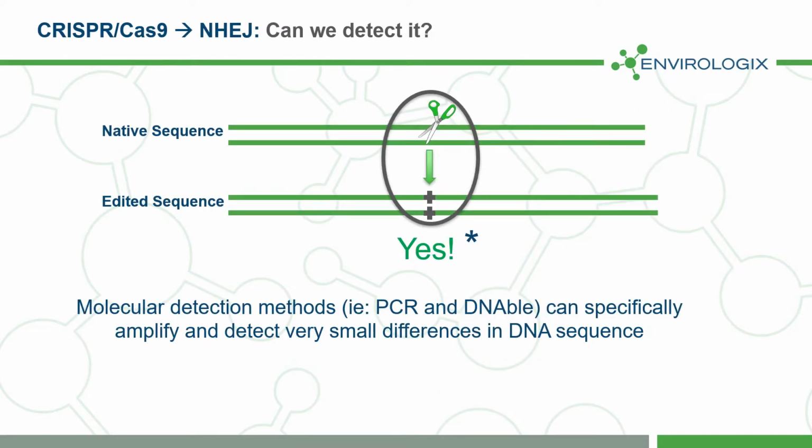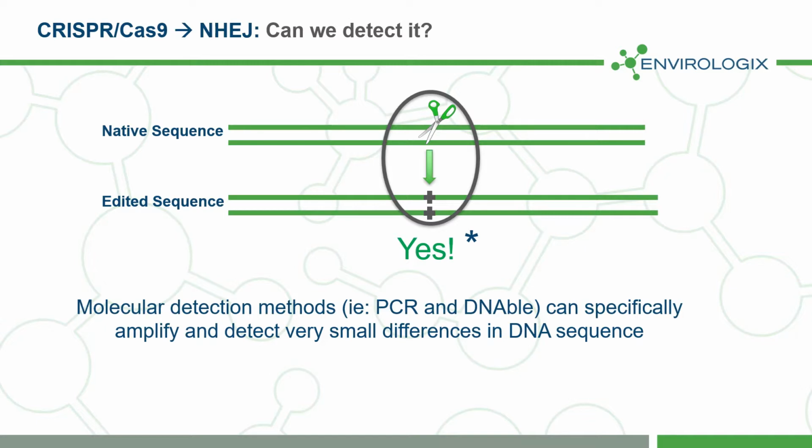Again, EnviroLogix is focused on detection and diagnostics. So can we detect the outcomes of non-homologous end joining? If we take the native sequence, and we use a pair of scissors, and we make a cut, that cut is repaired. And so now in this sequence, we have those 2 little gray plus signs. There has been an insertion in that native sequence, and that is detectable.